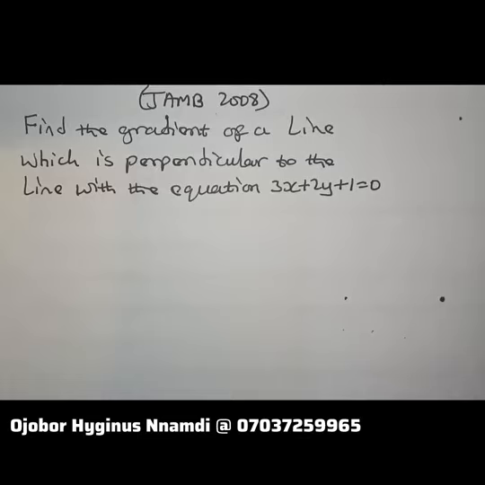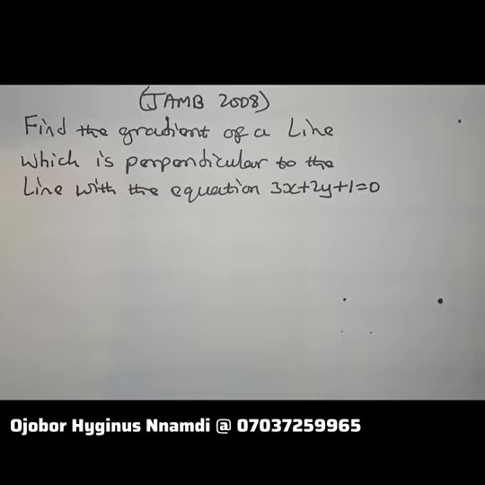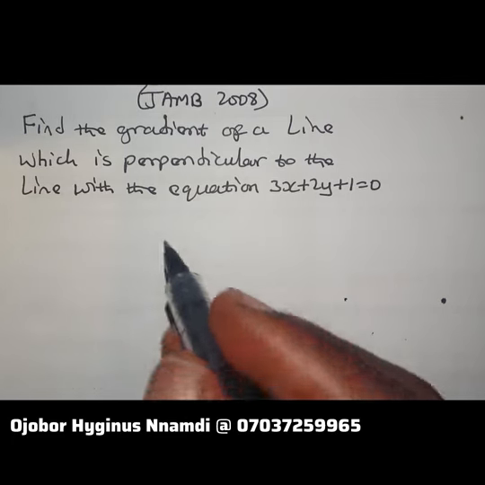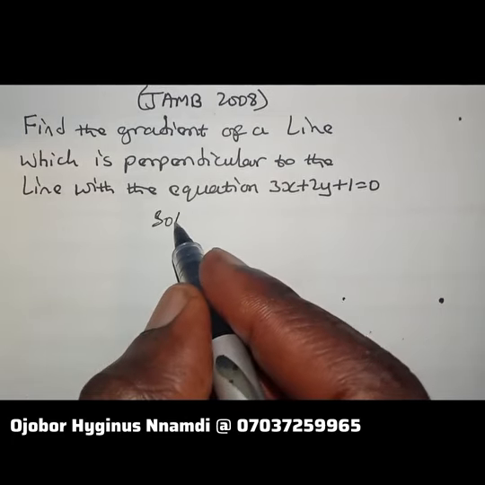This 2008 JAMB Mathematics question says we should find the gradient of a line which is perpendicular to the line with the equation 3x + 2y + 1 = 0. Welcome to our class. Solution.